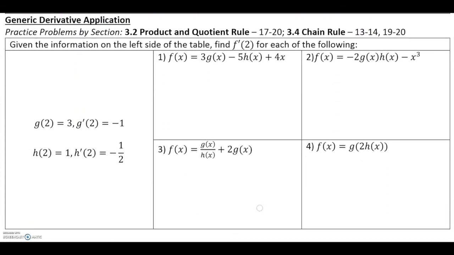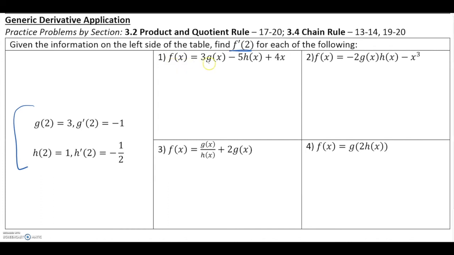In the last section, what we're calling so-called generic derivative applications, we're not giving you defined rules to describe all the functions of your problem. We're just generally showing that you have an f of x function made up of other functions. And for each of these, we want to find f prime of 2. And we have information on g and its derivative at 2, and h and its derivative at 2.